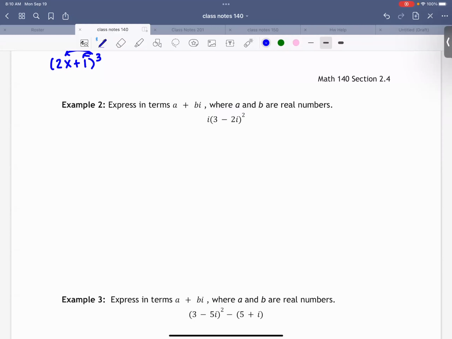Okay, so I'm going to erase this because that is not the right thing to do. Why don't I take the i, and I'm just going to write the 3 minus 2i twice. Right, because an exponent means multiply something twice. There are multiple different things we can do here. We can either multiply the i and the 3 minus 2i, or we could multiply the 3 minus 2i together. Which one do you want to do first?